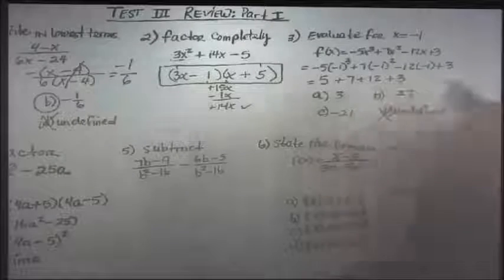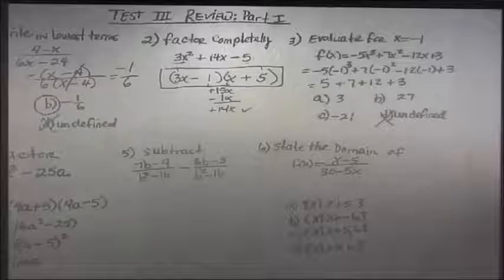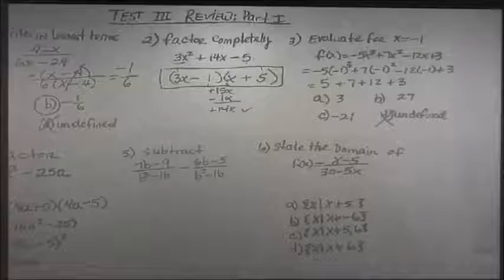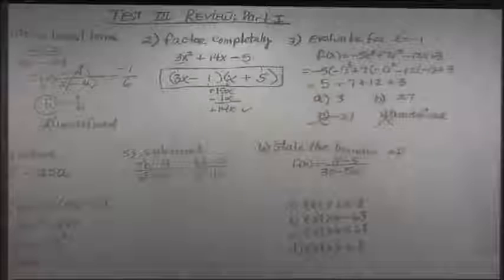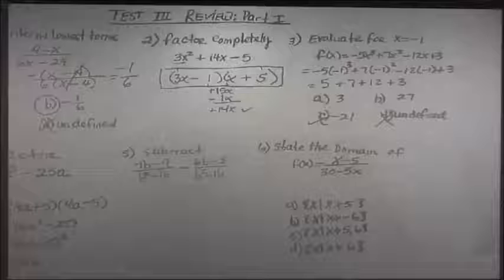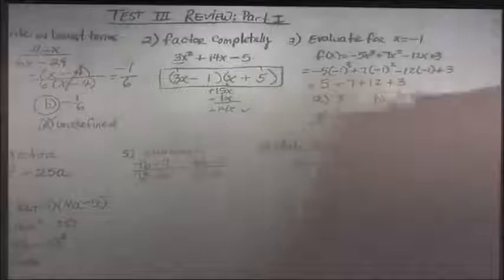Plus the 3. Tell me at this particular point which answer can't be my answer. Negative 21. We don't have any negatives, do we? Okay, can't be my answer. Now, which one is it? Is it going to be a 3? No. You don't even have to finish it, but you know logically it can't be between a 3 and a 27. It's got to be.